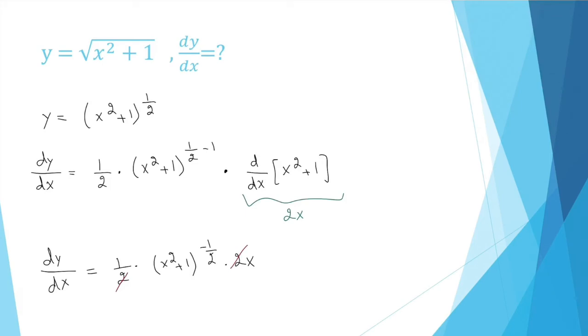Rewriting and simplifying, we get 1/2 times x squared plus 1 to the power of negative 1/2 times 2x. We can cancel the 2's, and because I have a negative exponent, we can move it to the denominator and write it as radical. So we have x divided by radical x squared plus 1. And this is the final answer to this problem.